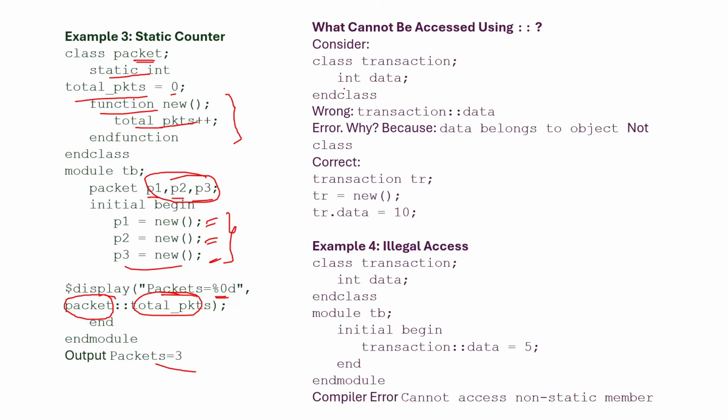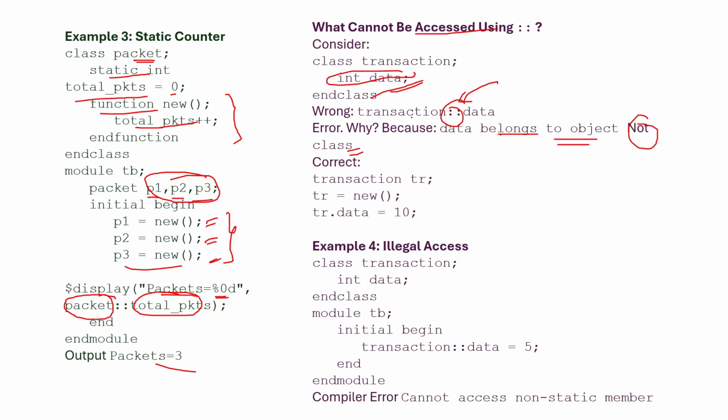I told you what cannot be accessed by using the scope resolution operator. This is the dynamic member, right? So this dynamic member can't be called through the scope resolution operator. Class name, scope resolution operator, and data, you can't call. Why? Because data belongs to the object, not the class. So it is not related to the class. When you relate to the class, it is static, which means inside the class only you can relate it.